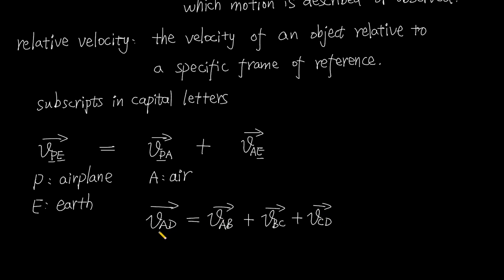Again, on the left, A is on the left, and on the right, A is on the left of the first velocity, and on the left, D is on the right, and on the right, D is on the right of the last velocity, and B is on the right of the first velocity, and B is on the left of the second velocity. C is on the right of the second velocity, and C is on the left of the last velocity. So this is just the pattern.